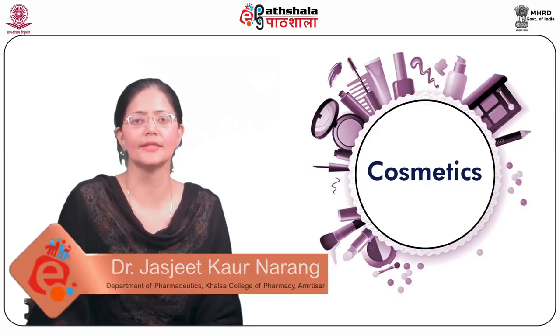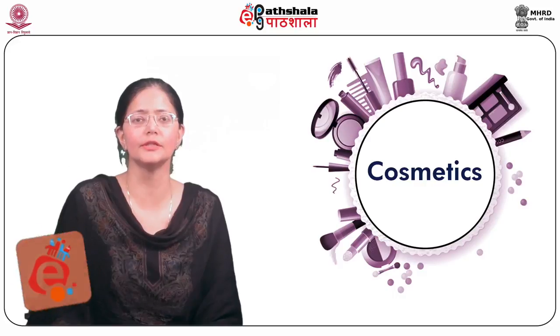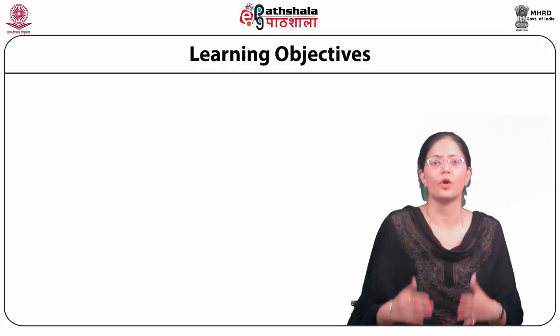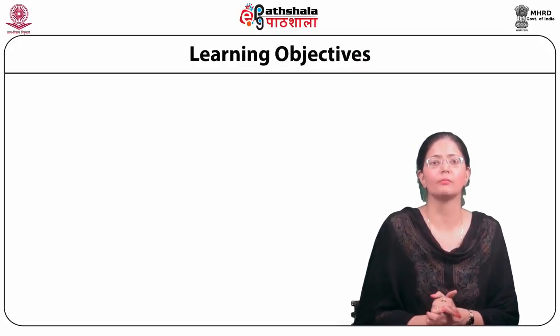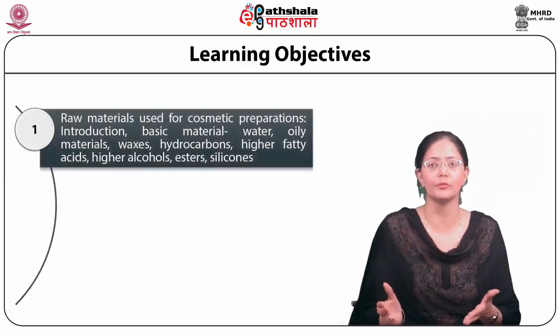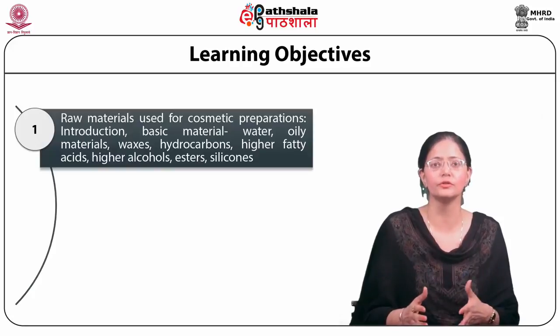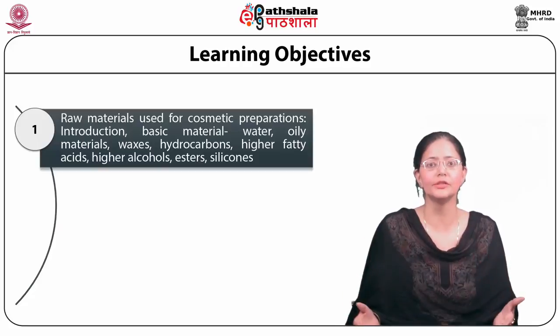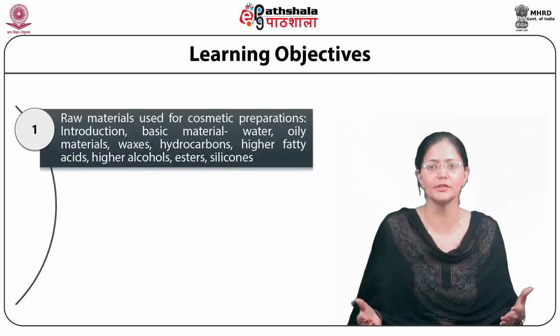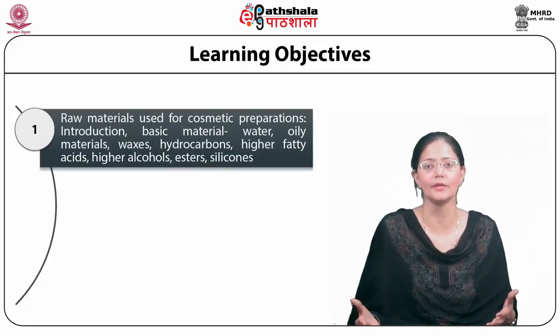Today we are going to discuss a module, Raw Materials Used for Cosmetic Preparations, under the paper Cosmetics. Objective. The objective of the current module is to study the raw materials which are used for the cosmetic preparations, their introduction, and the basic materials which include water, oily materials, waxes, hydrocarbons, higher fatty acids, higher alcohols, esters, silicones.